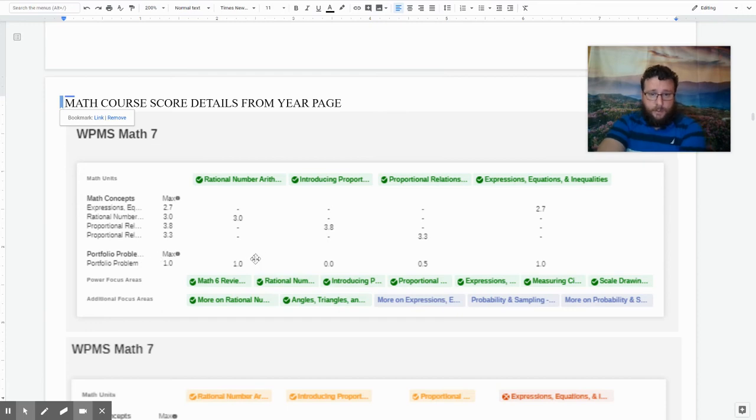You can also see the portfolio problems that were completed. Now, some years we exempt the portfolio problems and use them as kind of an extra credit towards a test. Other years we actually count them and drop the lowest 2. So you can see here this student did 2 portfolio problems, and that was enough to guarantee a 1 for that because these 2 did not count since they're only the highest ones. So this is a pretty good student. Finished all the power focus areas and even a few of the additionals.